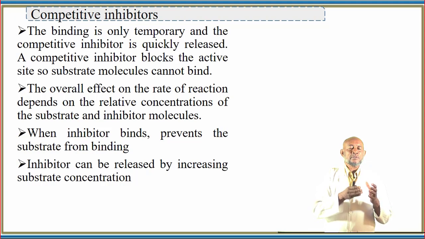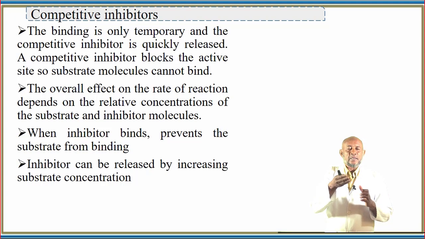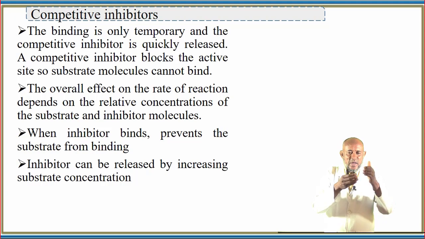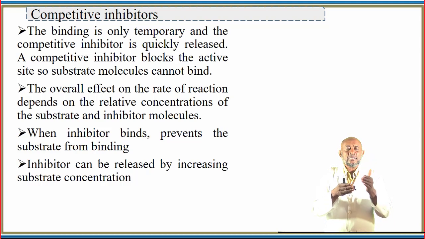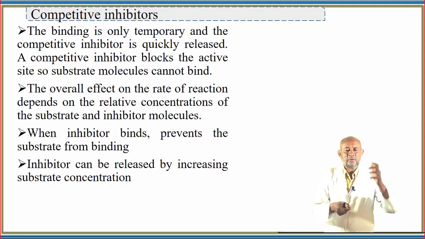But in the absence of a higher concentration of substrate, or when the substrate concentration is very low and the concentration of the competitive inhibitor is very high, the chance of enzyme-substrate complex formation will be retarded. Therefore, the overall rate of the reaction will slow down due to a lack of enough substrate concentration that can compete with the competitive inhibitor.